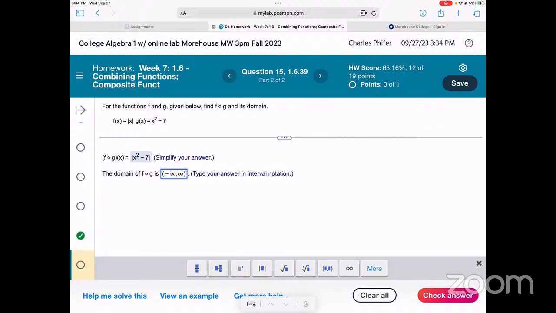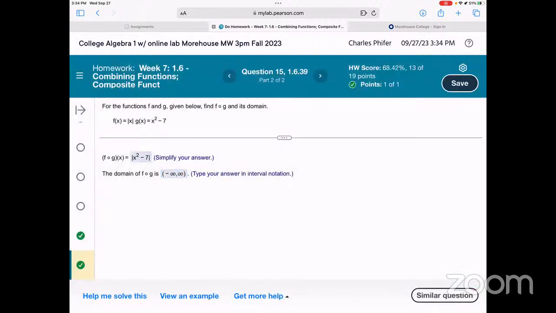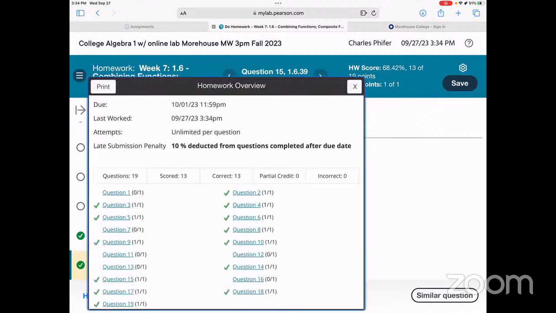Hey, Google, give me a random number between 1 and 19. 8. Okay, so let's do 11.